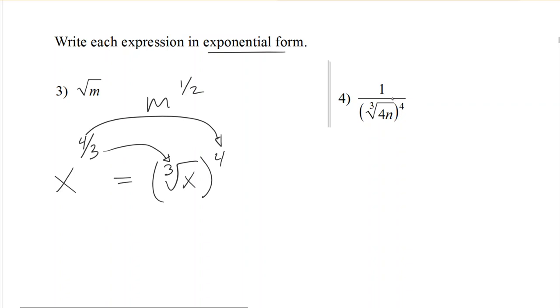Same thing here, this is 1 over 4n, 4n is in our denominator, right? And so how do we get that under 1? Well, we must have had a negative 4/3 power, so this is 4n to the negative 4/3 power.